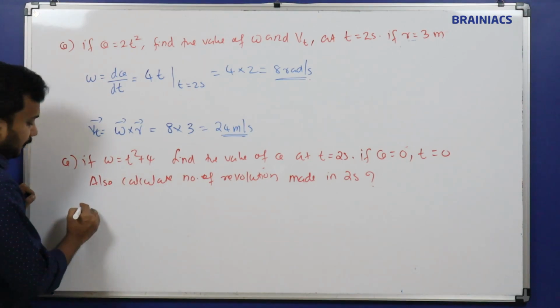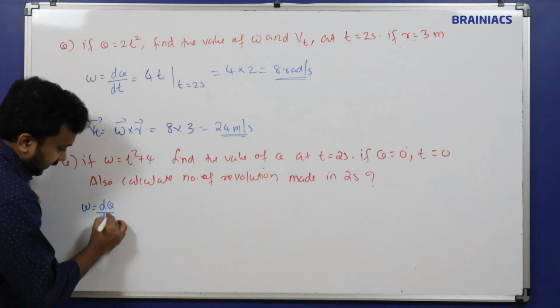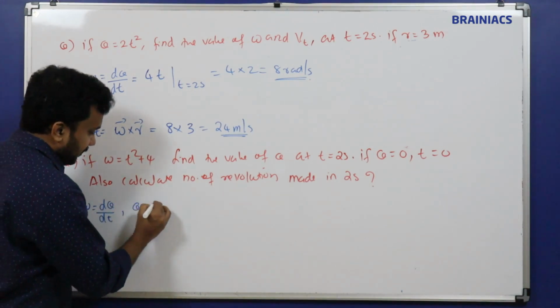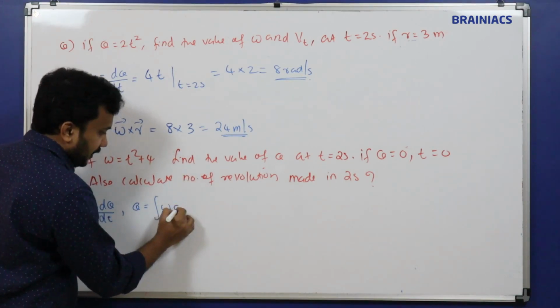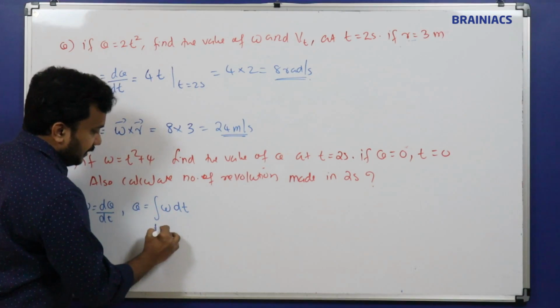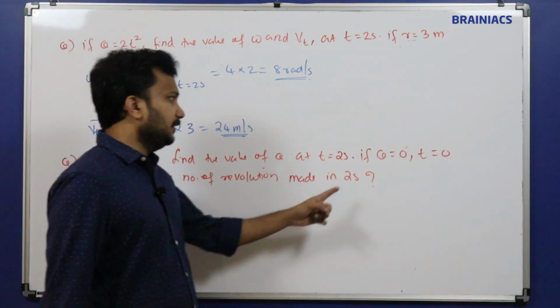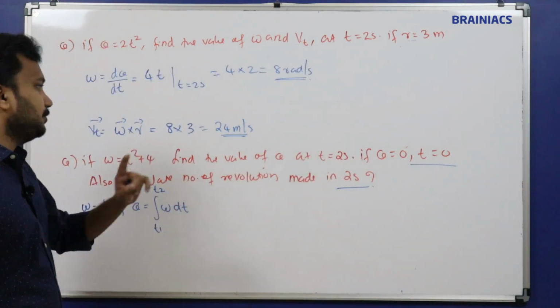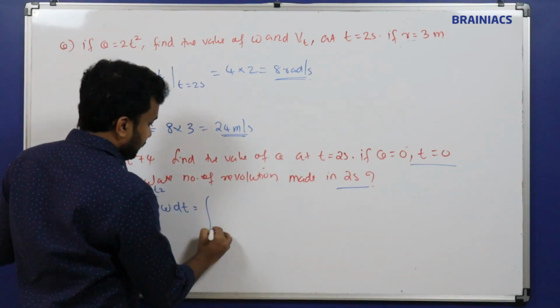We know omega is equal to d theta by dt. So differentiation on the left-hand side becomes integration: integral of omega dt over the time interval t1 to t2. Time starts here, theta 0, up to t equal to 2 seconds, the number of revolutions made in 2 seconds. So the range is 0 to 2.